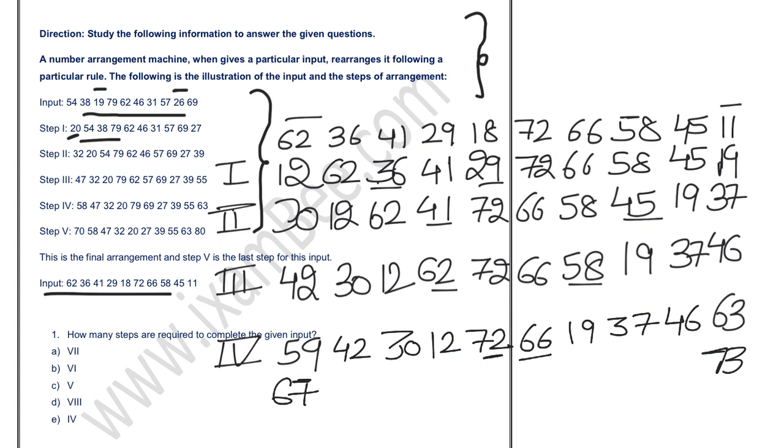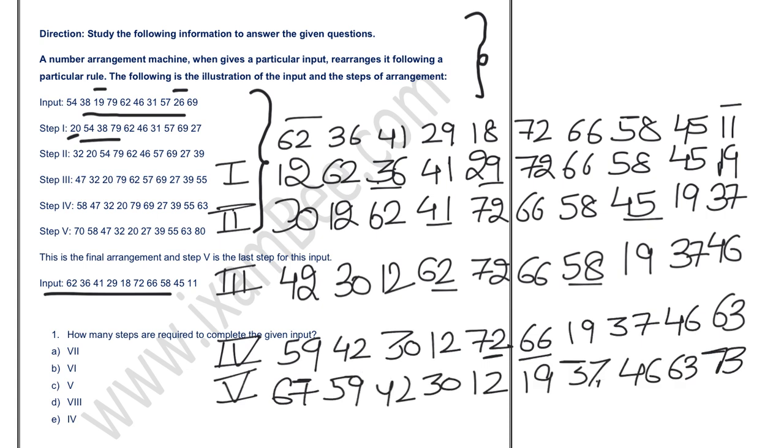So I'm writing all the numbers. So this is your last step. That means the fifth is the last step. So the first question is, how many steps are required to complete the given input? The correct answer is option number C, that is 5 steps.